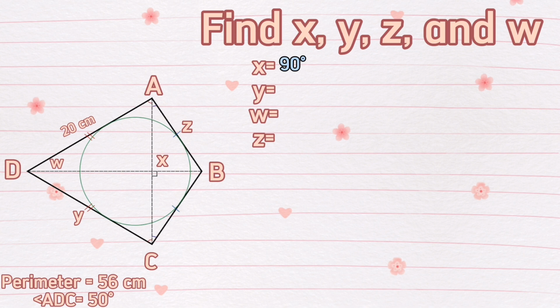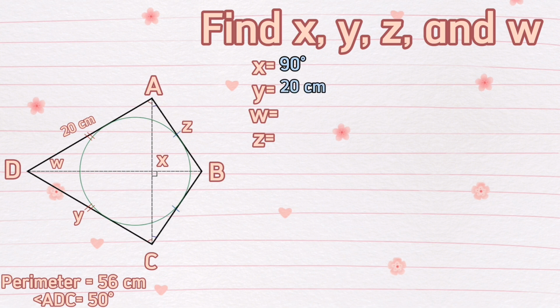Now, let us find y. Y has no given. The side CD has no given, but the side AD has a given. Did you know, class, that AD and CD are consecutive sides? So if AD has a given of 20 centimeters, CD also has 20 centimeters. So y is equal to 20 centimeters.